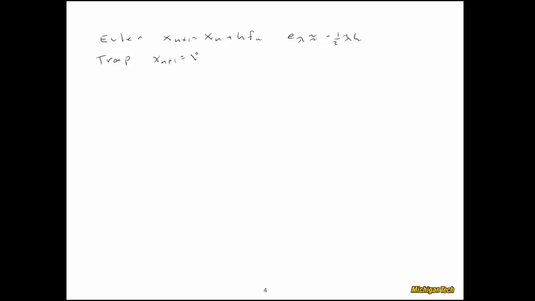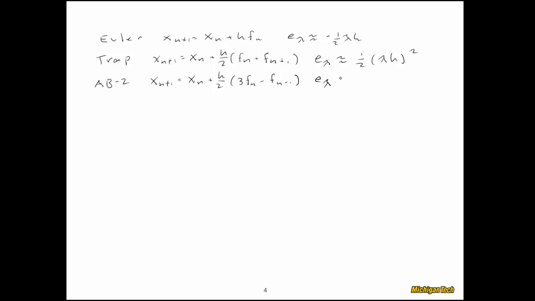Xn plus 1 is equal to xn plus h over 2 and the quantity fn plus 1. So this was an implicit integration method because we needed information about f ahead in time, and its E lambda is 1/12 times lambda h quantity squared. And AB2 is xn plus 1 equals xn plus h over 2 times the quantity 3fn minus fn minus 1. And the characteristic root error is -5/12 lambda h quantity squared.